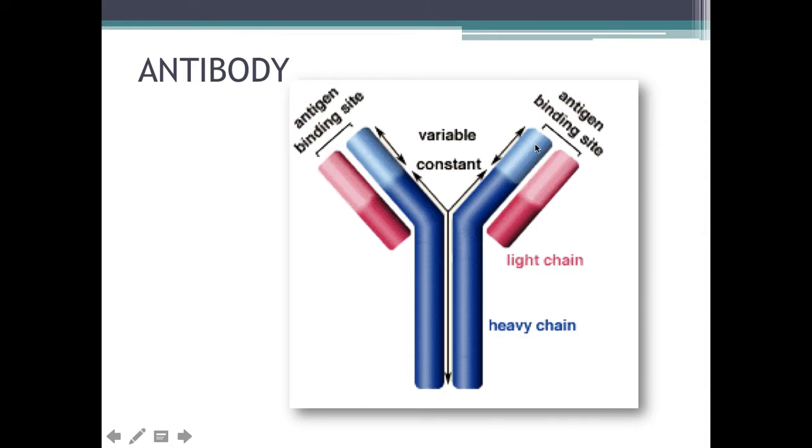This is the variable region of the heavy chain. This is the constant region of the heavy chain. This is the variable region of the light chain, and this is the constant region of the light chain.